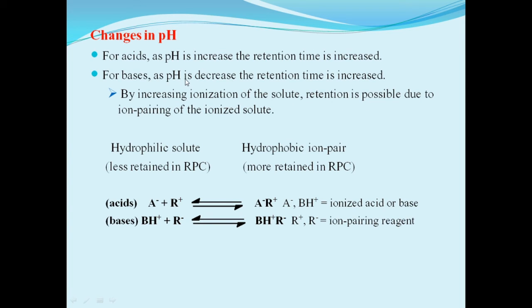Changes in pH: for acids, as pH increases, the retention time increases. For bases, as pH decreases, the retention time increases. By increasing ionization of the solute, retention is possible due to ion pairing of the ionized solute. Here, hydrophilic solutes are less retained in reverse phase chromatography, and hydrophobic ion pairs are more retained.